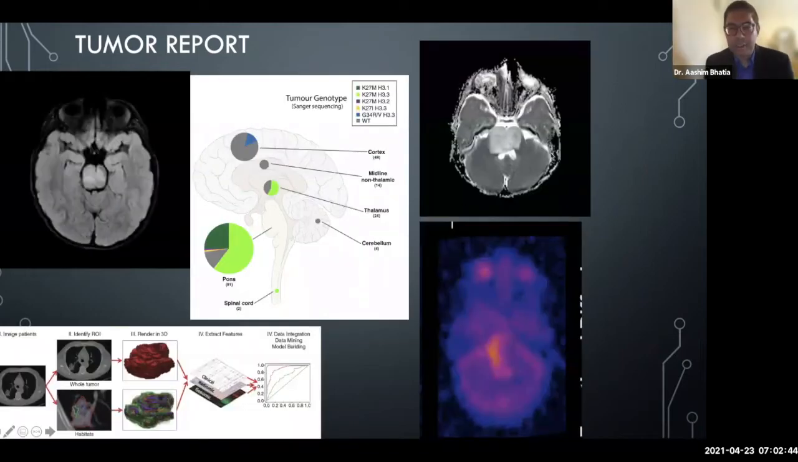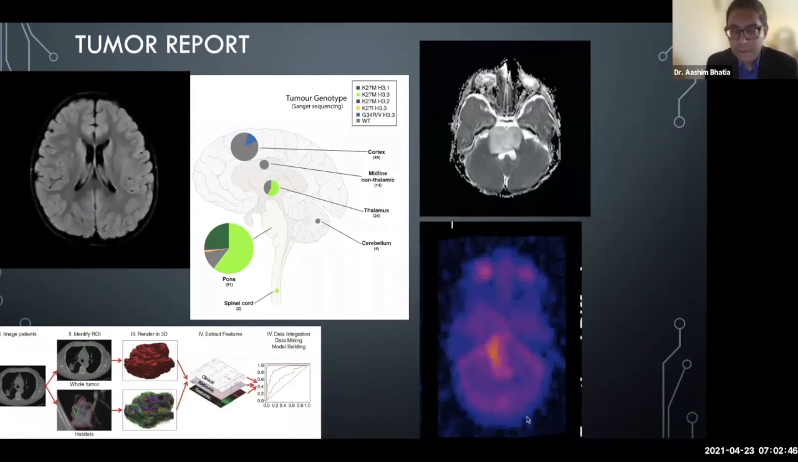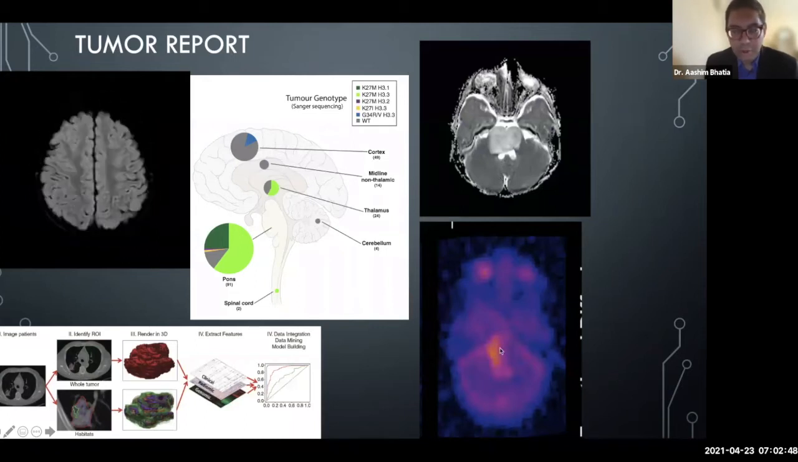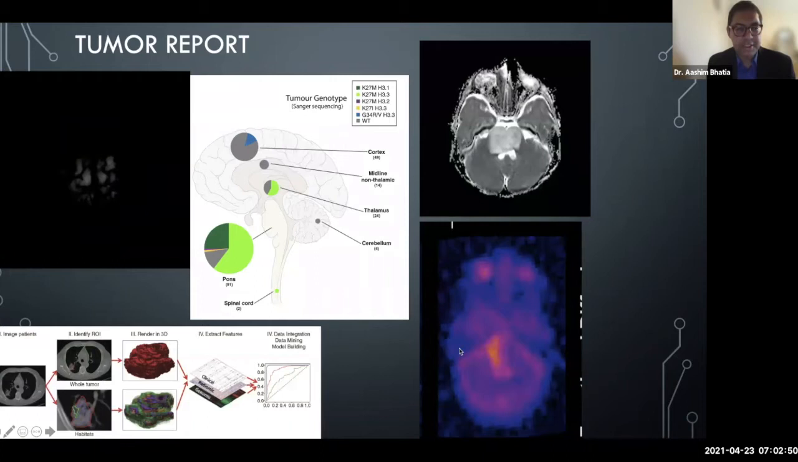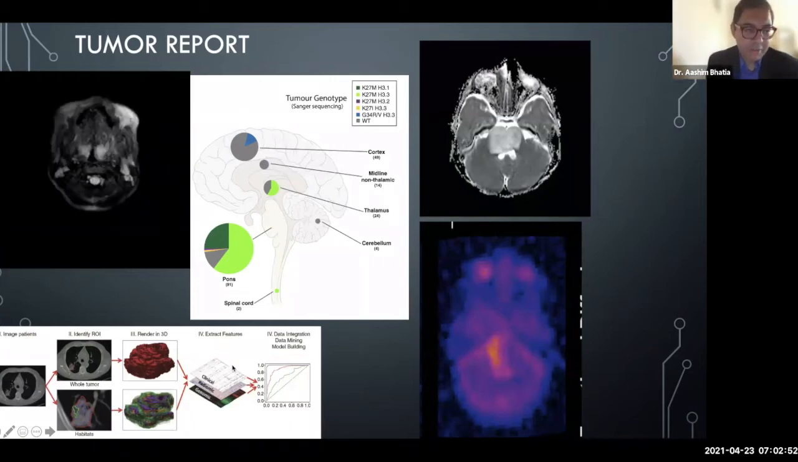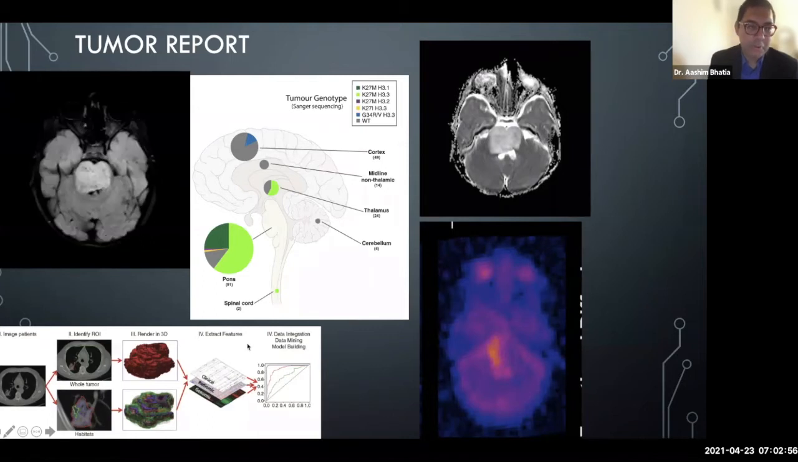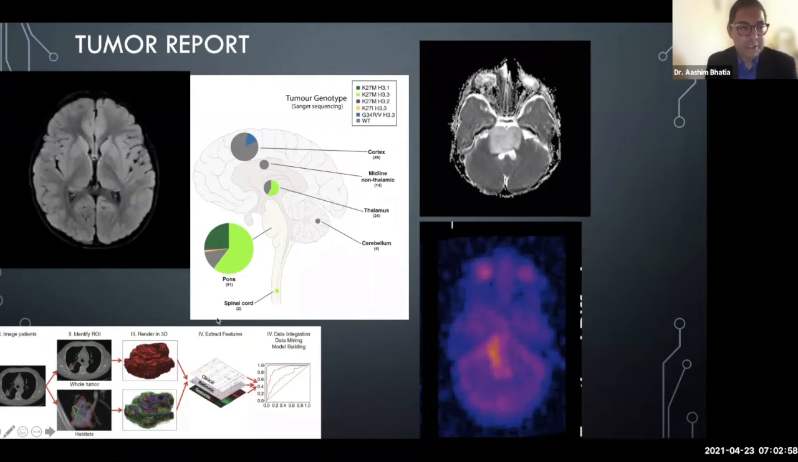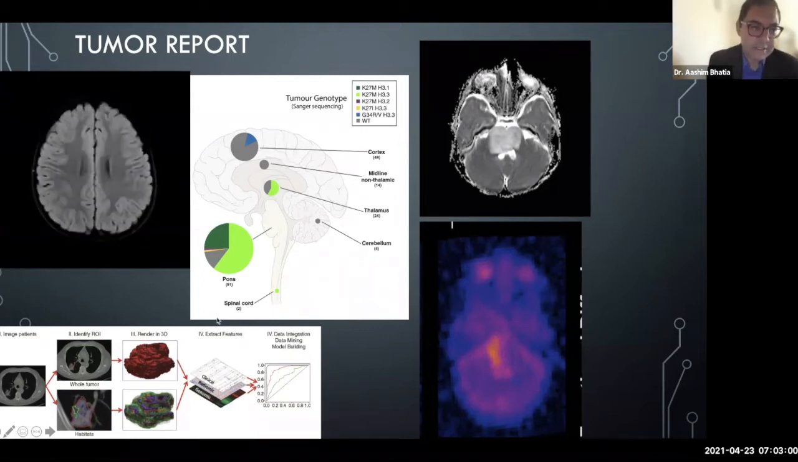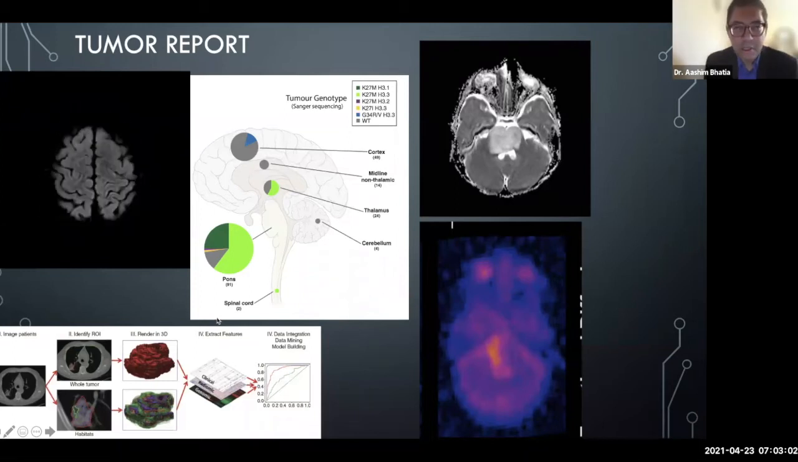And you also got additional imaging. You got an ADC map. You got something we call a sodium MRI, which I won't go into, but you get more advanced imaging. In addition, you have radiomics. You have artificial intelligence working in the background while you're reading the report. So you have enough knowledge to describe the tumor. You can say this is likely a diffuse midline glioma.